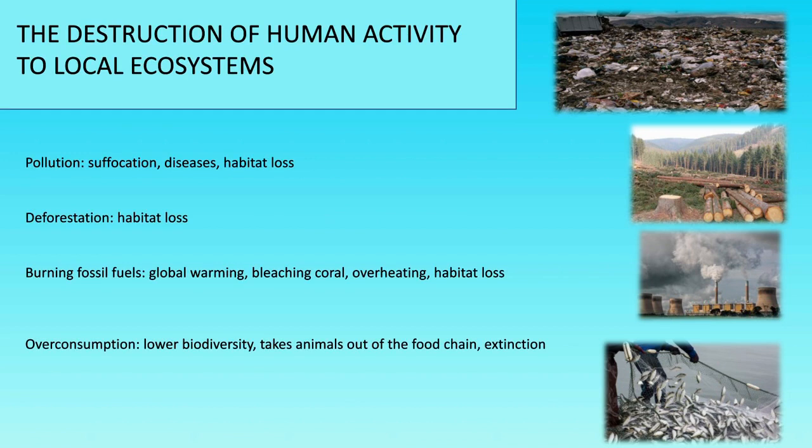As for the effect on local ecosystems, well, pollution also stays the same with suffocation, diseases, and habitat loss. Deforestation, just habitat loss. Burning fossil fuels causes global warming, which causes bleaching corals, which is habitat loss, and overheating. And overconsumption would lead to lower biodiversity or extinction, which takes animals out of the food chain, causing an unbalanced ecosystem.